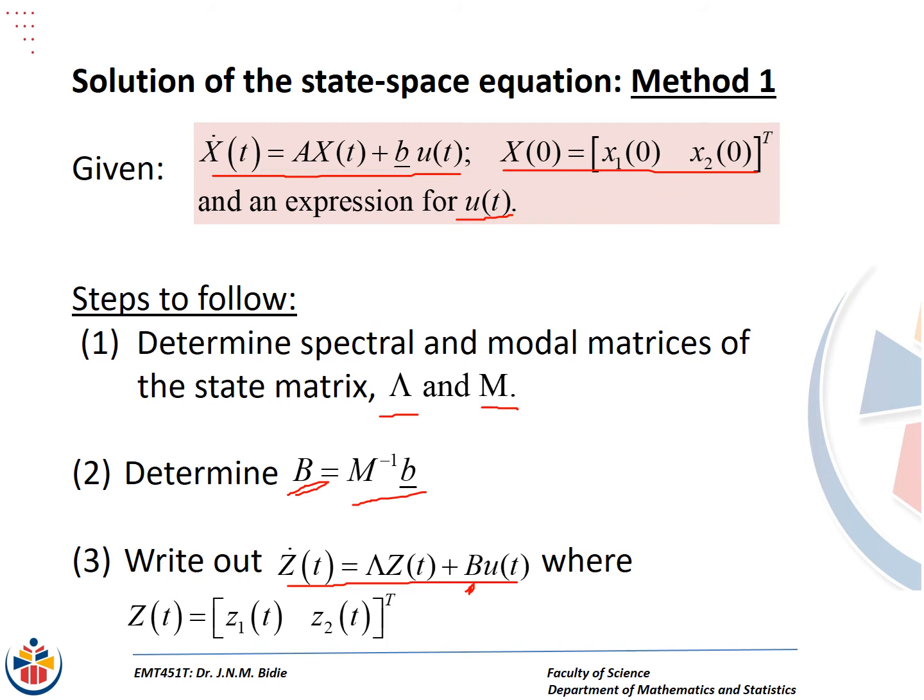Then afterwards, step three, write out now the formula for z dot, noting that our z also takes the format of x, which was x1, x2, even here, z will be z1, z2. Once you've done that, then you can be able to calculate also the initial conditions in terms of z. Note that everything we are given was in terms of x. We have to change everything to z.